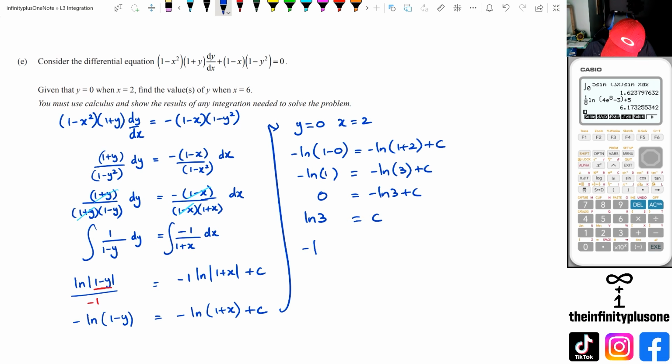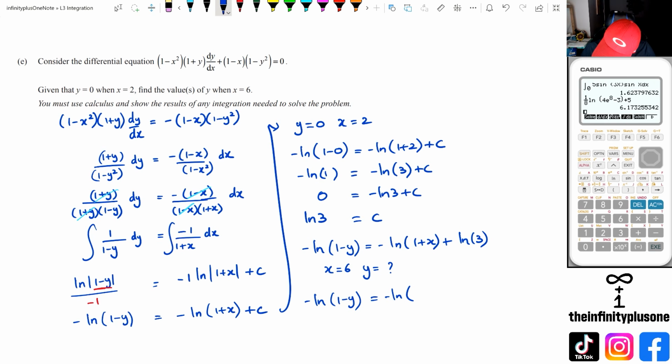So I'll go back to my original equation, which is negative ln of 1 minus y equals negative ln of 1 plus x plus c, which happens to be ln of 3. Now it says x is equal to 6, and we want to figure out what y is. So negative ln of 1 minus y equals negative ln 1 plus 6 plus ln of 3. We have 1 plus 6. All right, that's looking good so far.